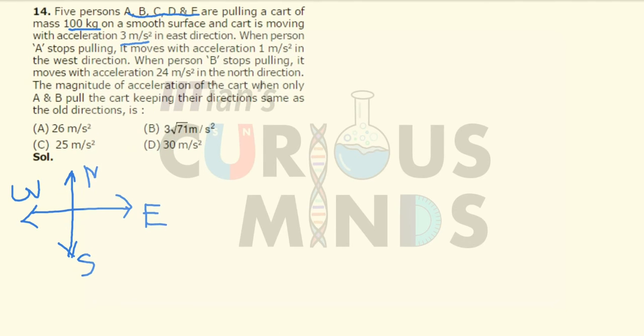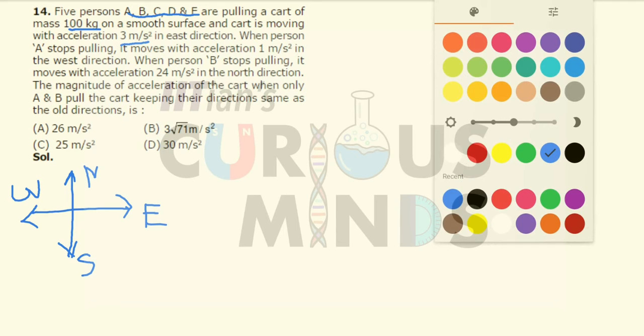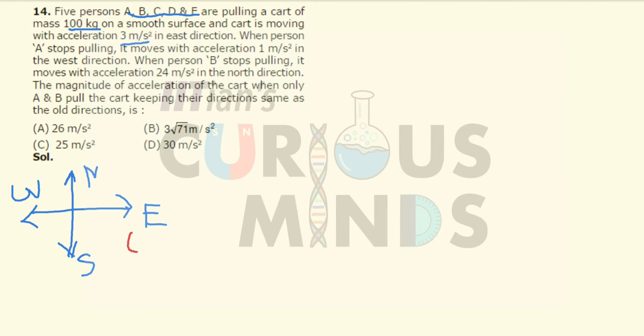So basically taking the general convention, I will take the eastward direction as positive i cap, that is in the positive x direction, the west direction as negative i cap, the north direction as positive j cap, and the southward direction as negative j cap. So there are 5 people pulling the cart.